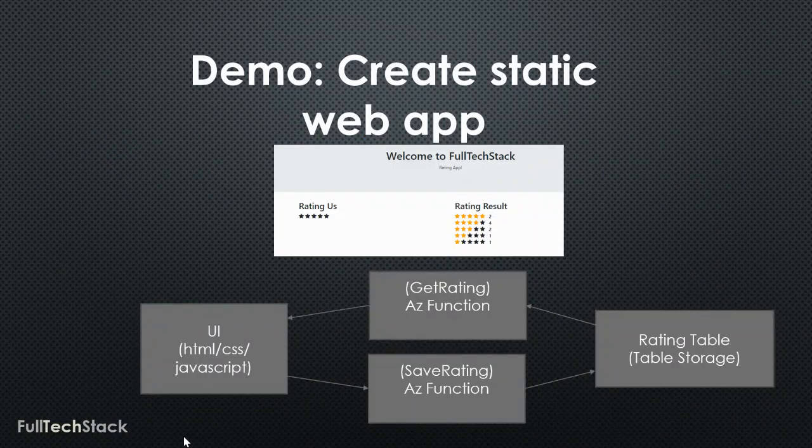So this is the demo. We have one rating app. In this rating app, we will provide some rating, and we will see the result in our rating app. This has one UI, and we have two Azure functions, one for getting the rating and the other for saving the rating, and these ratings get saved in a rating table in table storage. We will also see the pricing of all this, and we will look at how we can minimize the cost.